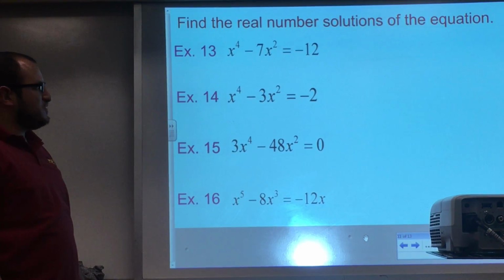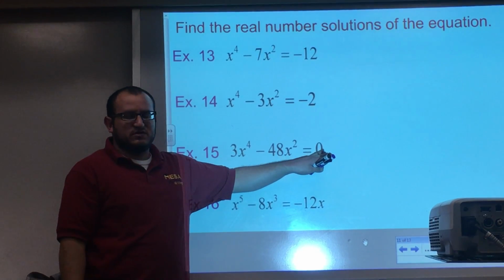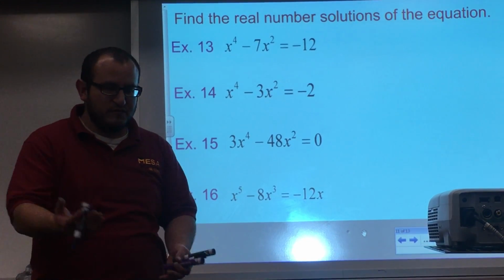So find the real number solutions of the equation. Okay, I give you the hint already. This one is already solved for us because it's 0. If it's not 0, you have to make it 0, simply by moving it over.